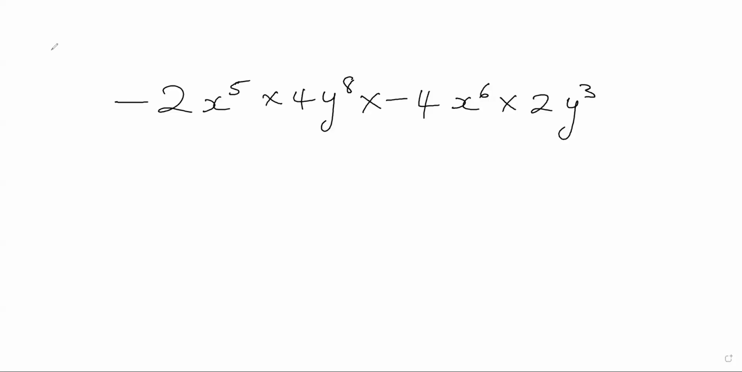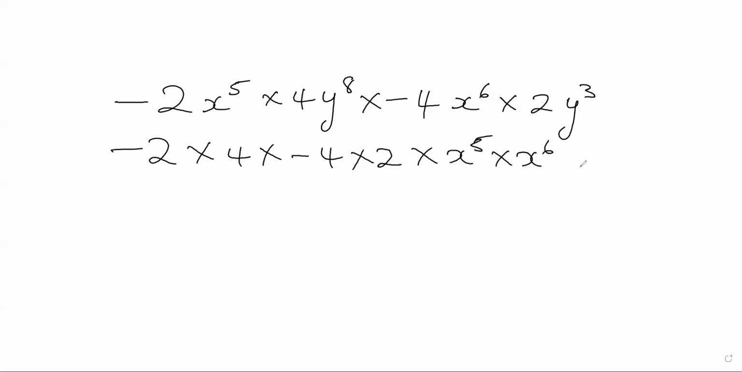All right, let's see. After this, we're going to do one with the negative index, all right? So negative 2 times 4 times negative 4 times positive 2. All right, cool. And then now we have the x's, so x5 times x6. Yeah, you got that part correct. Good job. Y8, you got this part as well.